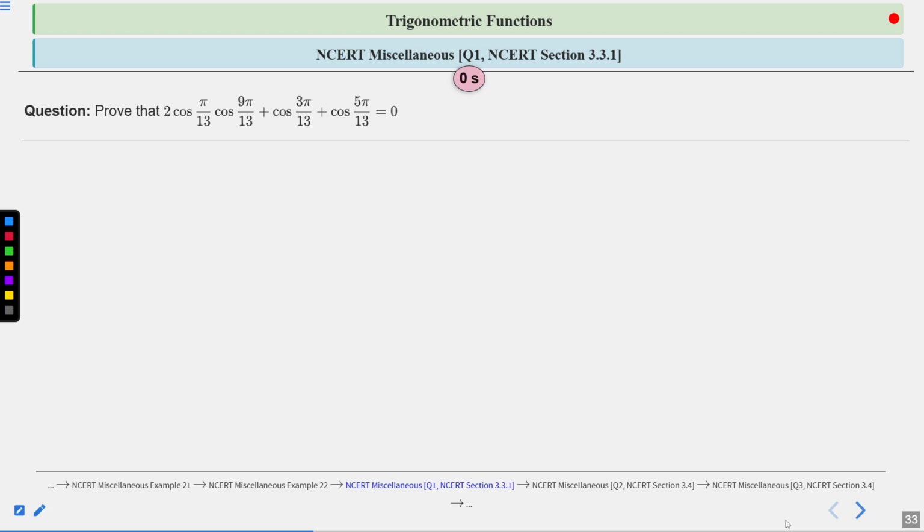Okay, hope you have tried and solved this. Let us see the solution part.